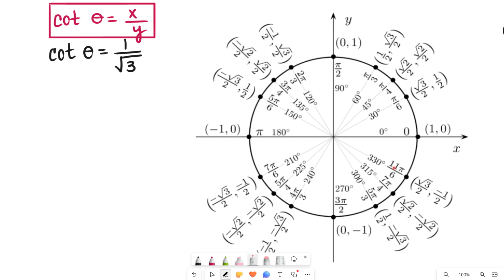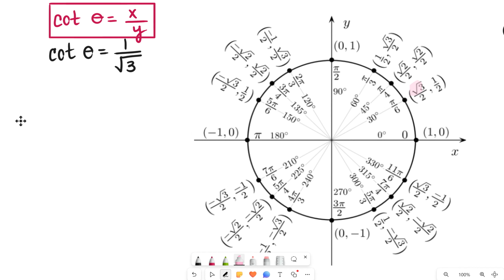So of those 16, what is cotangent theta equals 1 over square root of 3? What we want to narrow down is that our answer must have a square root of 3. So with that being said, the only angles that involve a square root of 3, if you look right here and right here, this has a square root of 3.